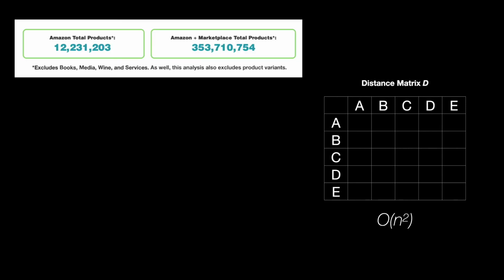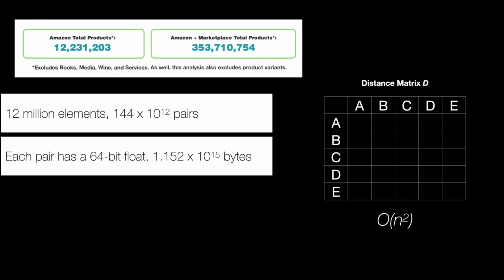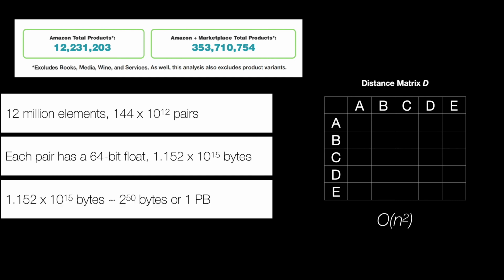This is problematic because when we look at something like Amazon, we have 12 million products that we want to identify and then provide similarity rankings for. We have to do 12 million choose 2 to get all pairs, so we're talking about 144 times 10 to the 12th pairs. If we assume we're using 64-bit floating point numbers, that's about 10 to the 15th bytes, or approximately 1 petabyte of information just to store this distance matrix in memory, which is either going to be an exceedingly expensive machine to store this in RAM, or it's just not tractable.